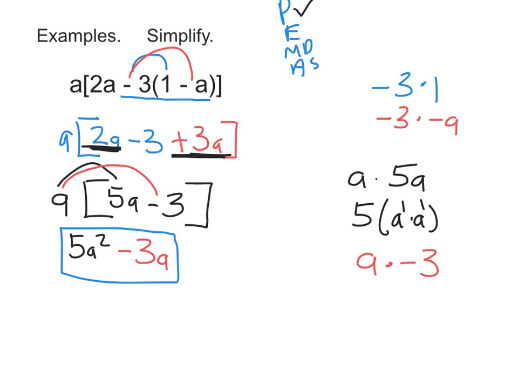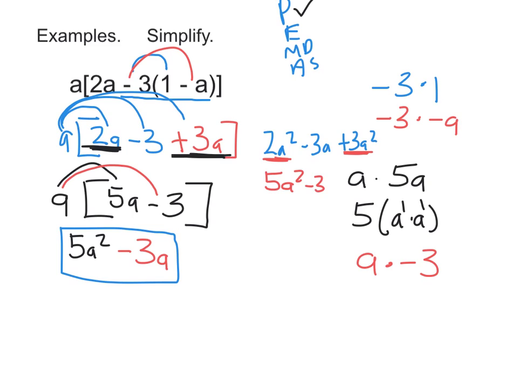Notice if you wanted to, you could have distributed this a to all three of those first, and you could have ended up with 2a squared minus 3a plus 3a squared. This is just another option to do this, and then this 2a squared would be alike with this 3a squared, so you'd have 5a squared minus 3a.